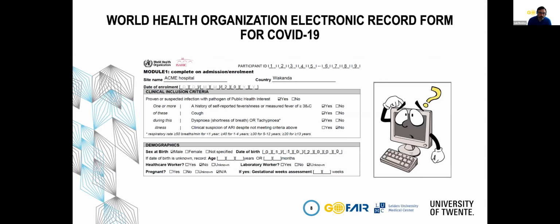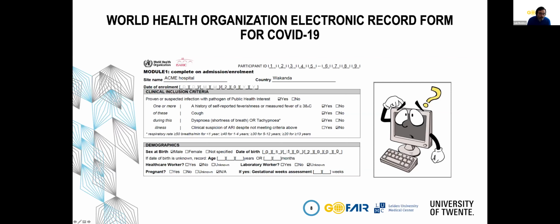For instance, if you look at this box, the clinical inclusion criteria, you have one sentence: proven or suspected infection with pathogen of public health interest, yes or no. So the yes or no boxes are just located on the same line as the question. So we can infer that there is a relationship between this yes and no and that question.